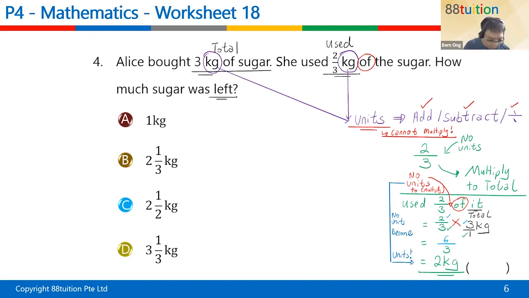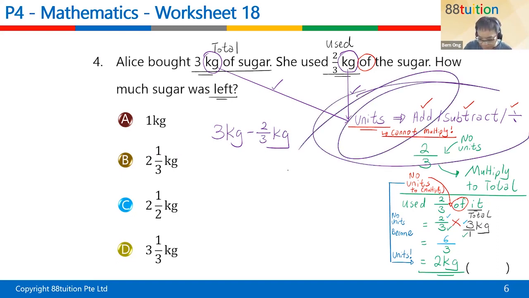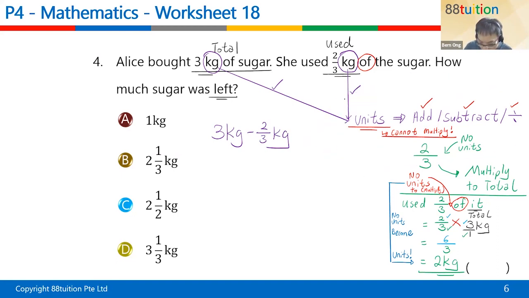So down here, how do we attempt this question? The purple color. Yes, with units. Used means you minus. So it's like 3 kg minus 2/3 kg. Can minus or not? Children, can minus or not? Look here, what did I say? With units means you can add, subtract, or divide. No problem. You just cannot multiply. So you take 3 kg minus 2/3 kg.